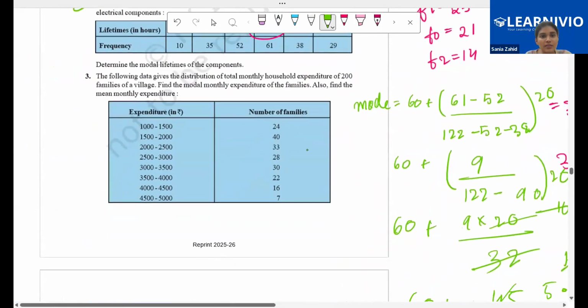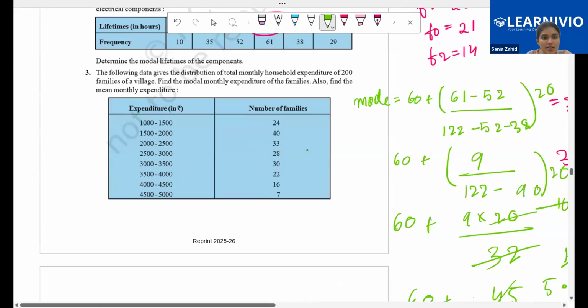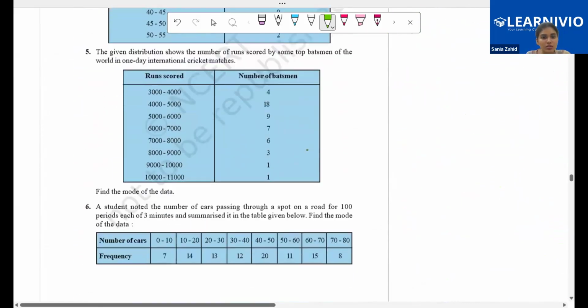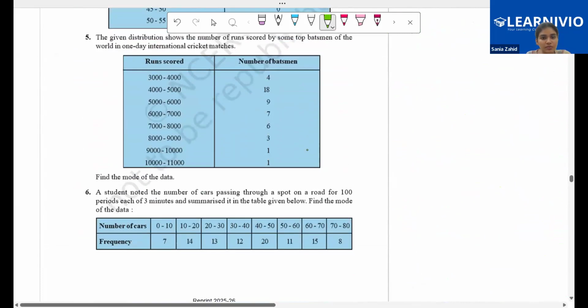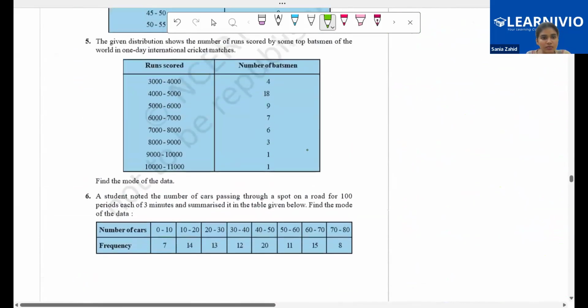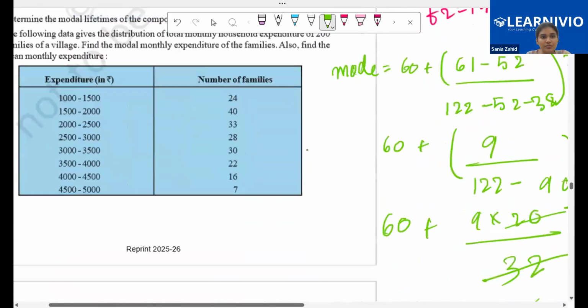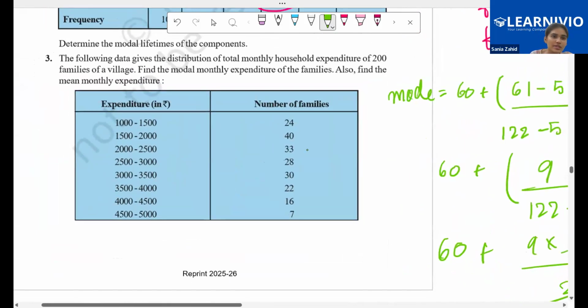Now you have the following data, which gives the distribution of total monthly expenses. Okay, it's the same thing. You have to find the mode. So find the mode for this value. Third question, find the mode.